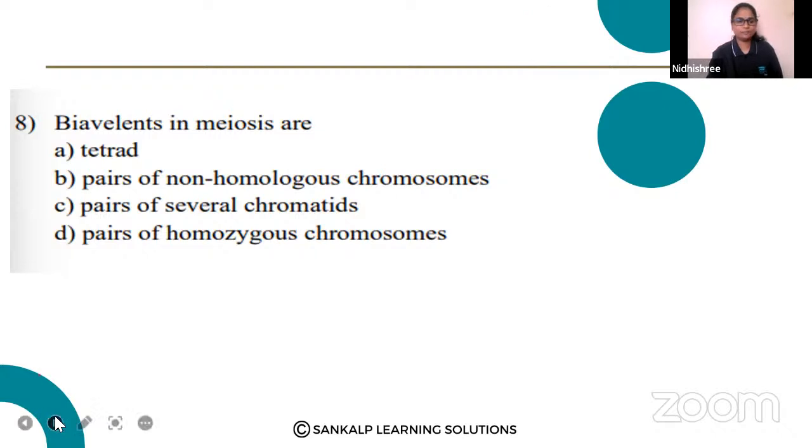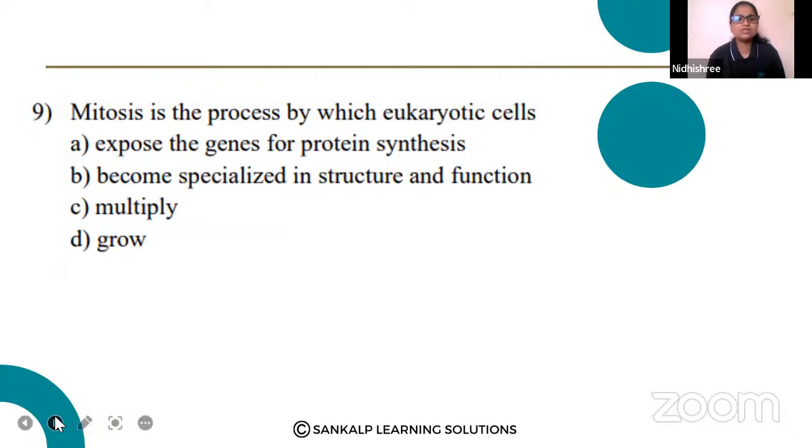Next question. Mitosis is the process by which eukaryotic cells expose the genes for protein synthesis, become specialized in structure and function, multiply, grow. For eukaryotic cells, what is the first benefit of mitosis? Samarth option C, Virat option C. The right answer is option C, that is multiply.